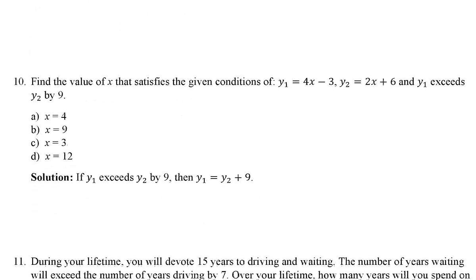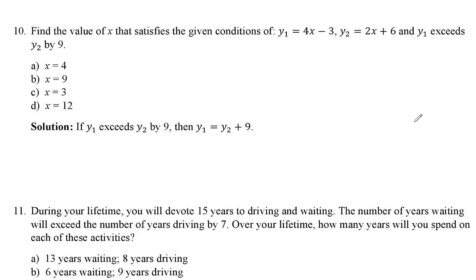And let's see. Up next, we are finding the value of x that satisfies the conditions. Y1 is 4x minus 3. Y2 is 2x plus 6, and Y1 exceeds, so it's bigger than Y2 by 9. So if Y1 exceeds Y2 by 9, that means that Y1 is equal to Y2 plus 9. Okay, because you have to add 9 to Y2 to get up to Y1 because it exceeds it.